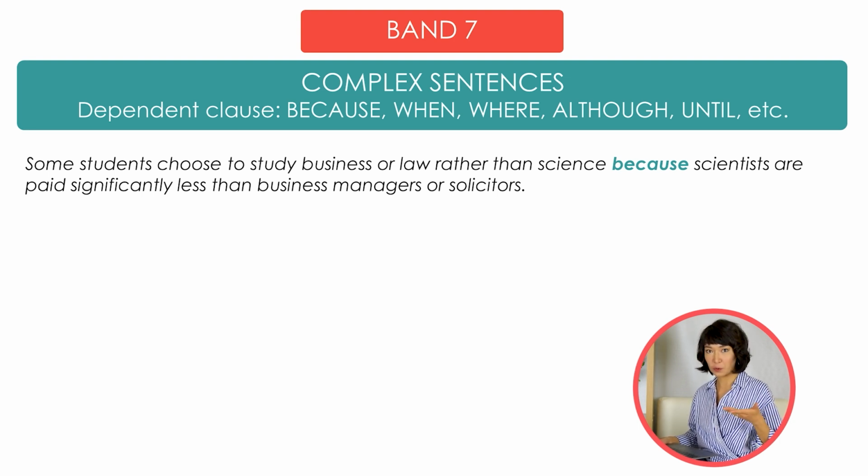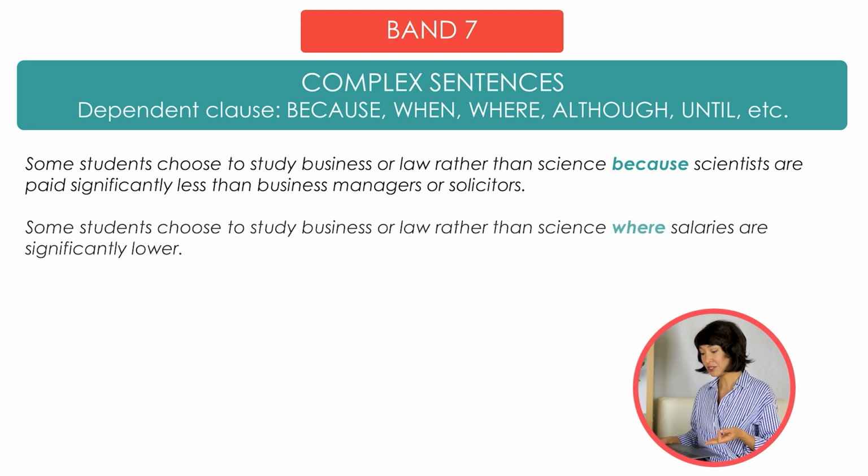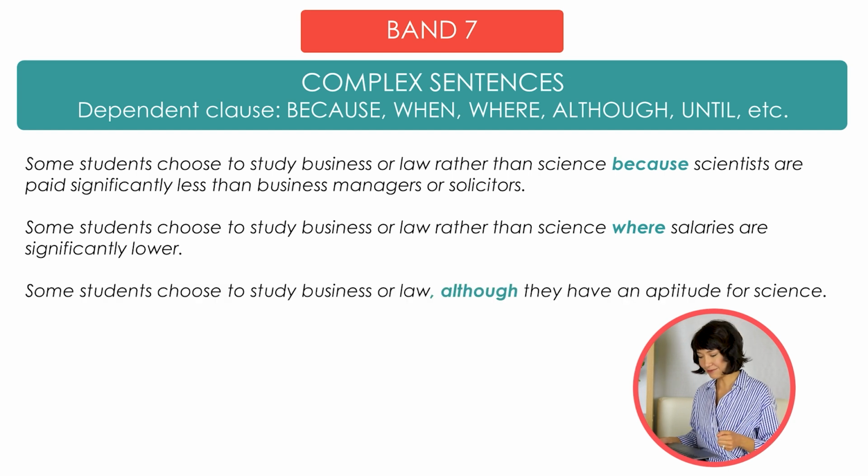We could use where. Some students choose to study business or law rather than science, where salaries are significantly lower. So the same idea, but a different sentence. Here's another one. Some students choose to study business or law, although they have an aptitude for science. So here we turned our initial sentence into a complex sentence. And an aptitude is a natural ability, something you're naturally good at.